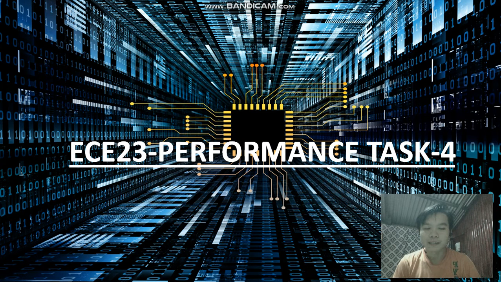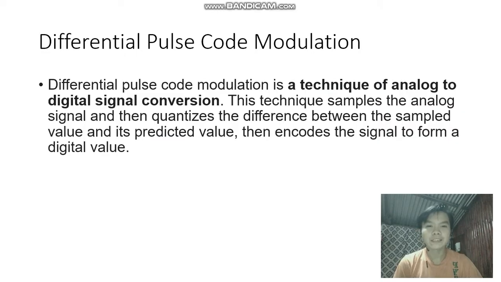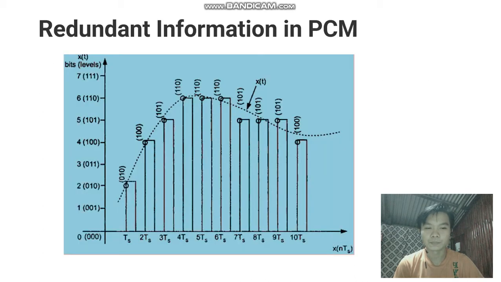This video is about CE Performance Task 4: Differential Pulse Code Modulation. So what is differential pulse code modulation? Differential pulse code modulation is a technique of analog to digital signal conversion. This technique samples the analog signal and then quantizes the difference between the sample value and its predicted value, then encodes the signal to form a digital value.